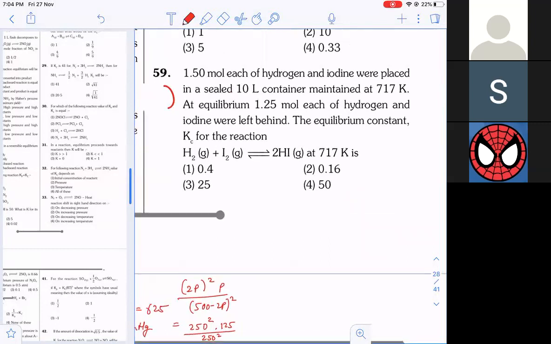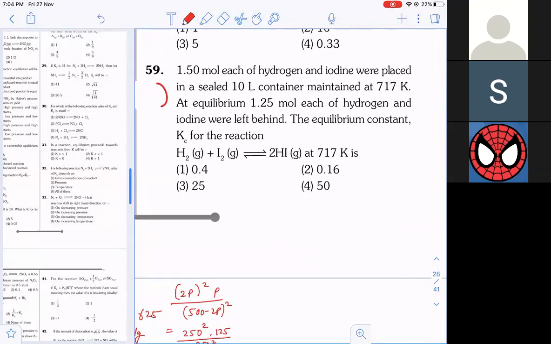59th. Nikhil, can you read the question? Yes, sir. 1.5 mole of each hydrogen and iodine were placed in a sealed 10-liter container maintained at 717 Kelvin. At equilibrium, 1.5 mole each of hydrogen and iodine were left behind. The equilibrium constant Kc for the reaction H2 plus I2 gives 2HI at 717 K. Do as fast as you can.